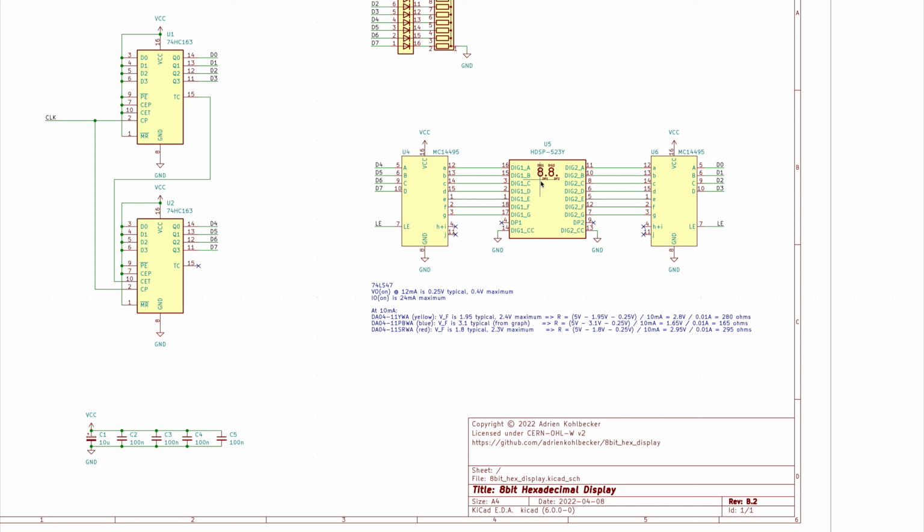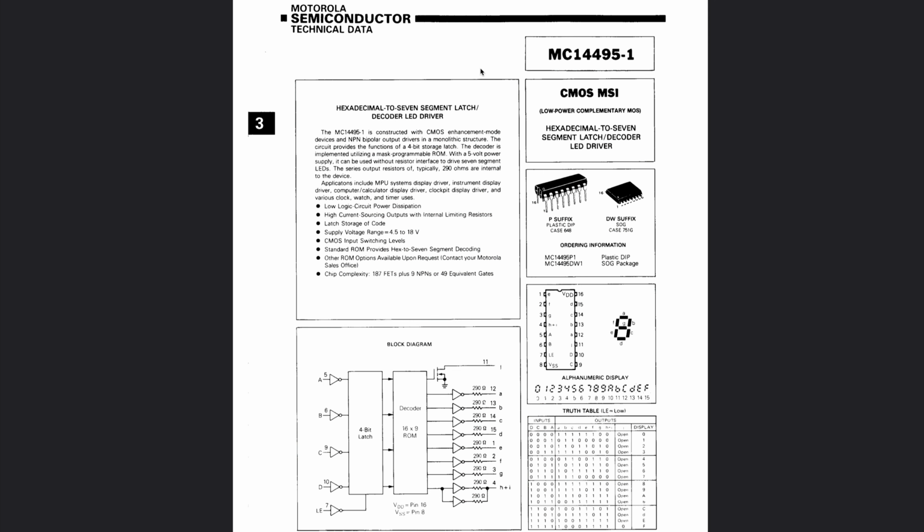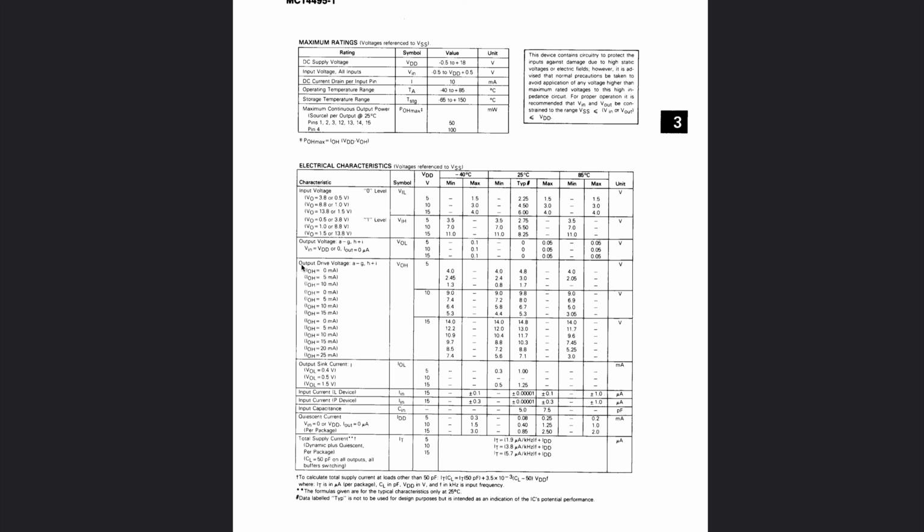And it's going to depend on the color, the current that is getting out of the decoder, and that's going to depend on the forward voltage of the LEDs in the display. So if you look at the data sheet for the decoder, you can see that they give here in the electrical characteristics the output drive voltage. And with a 5 volt power supply, we get three values when the outputs are sourcing 0 milliamps, 5 milliamps, and 10 milliamps. And at ambient temperature, we get the voltage at the output, which is 4.8, 3.0, and 1.7.